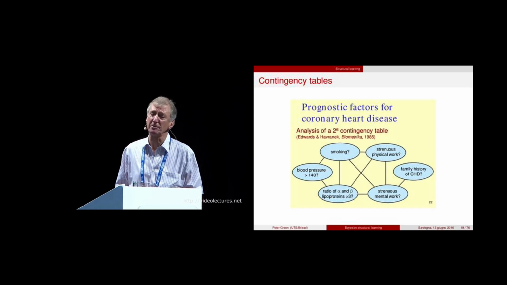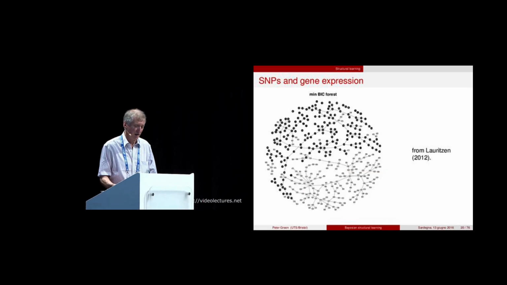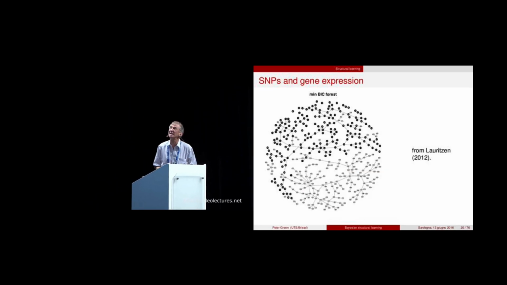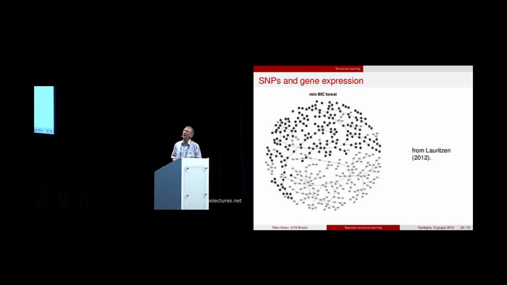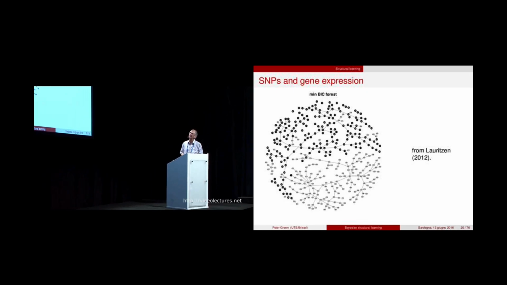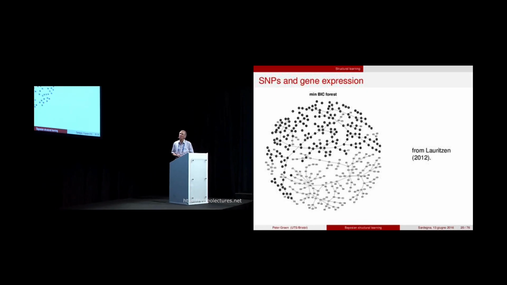Much more recently, I've stolen this graph from one of Stefan's presentations. This is a graph inferred from data representing SNPs. So the nodes are all SNPs here. And this is a forest, a collection of trees, fitted to that data using a minimum BIC criterion.